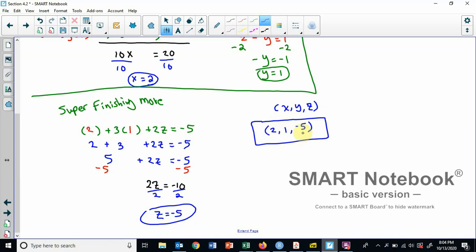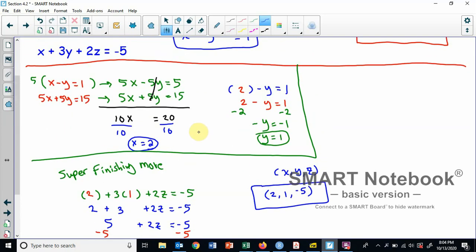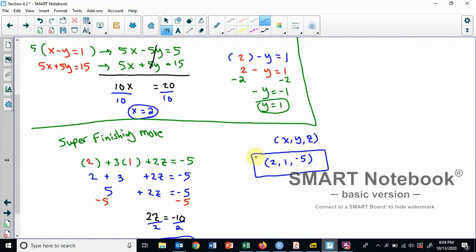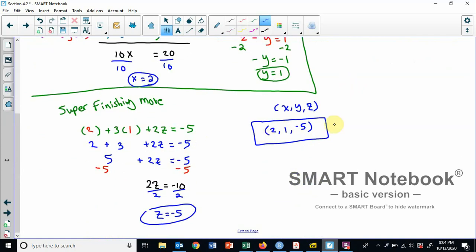So let me ask an important question. Every time we've done solving, we've been able to check our answers. So if I had time when I took the test, could I check this answer? And the answer to my question is absolutely. We would go up to the originals and plug in 2, 1, and negative 5, and it would need to make all three equations true. If it made all three equations true, then that is indeed the correct answer, which means we didn't make any mistakes. I know it's the correct answer.